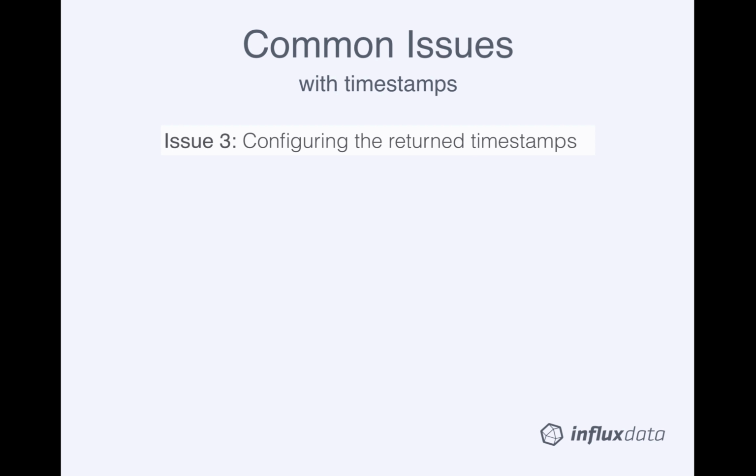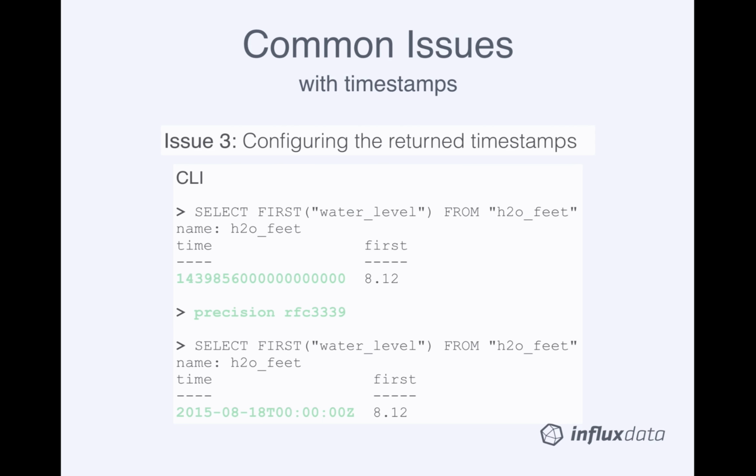The final common issue isn't really with the query language, but it's a pretty common question that we get. It's how to configure the timestamp format that you get in your query response. If you're using InfluxDB's command line interface, the CLI, the default timestamp format is epoch. You can change that by entering precision RFC 3339, and that'll make the return timestamps understandable to the human eye.